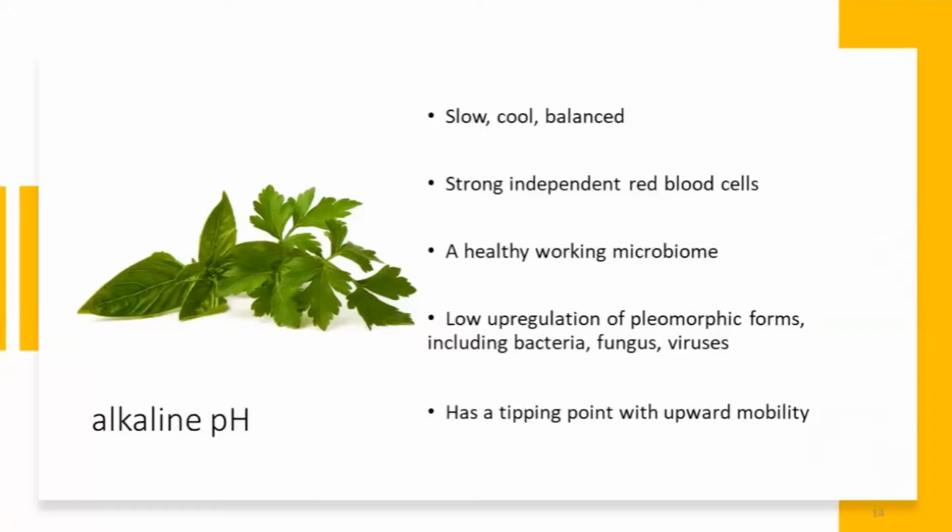So let's talk about the other side of things. Alkaline pH. This is a more slow, cool, and balanced body. There's more independence within the red blood cells, and they're super strong and doing just what they should be doing. And we have a very healthy working microbiome. There's low upregulation of all those forms that we just saw, the pleomorphic, the bacterial, the fungus, and viruses. And to be considered here, however, is that it too has a tipping point with upward mobility.